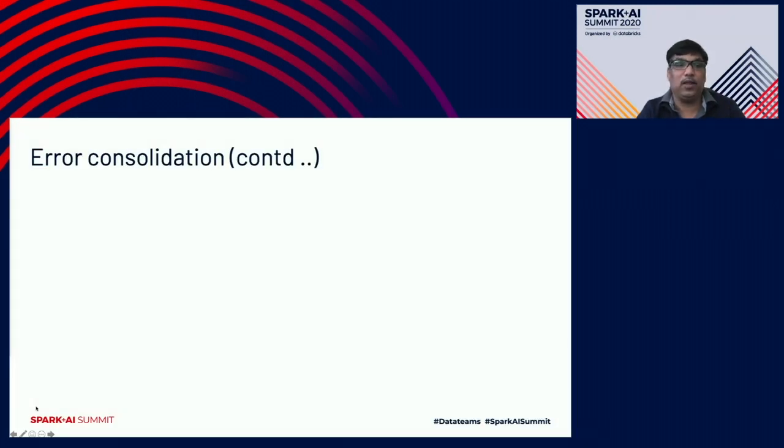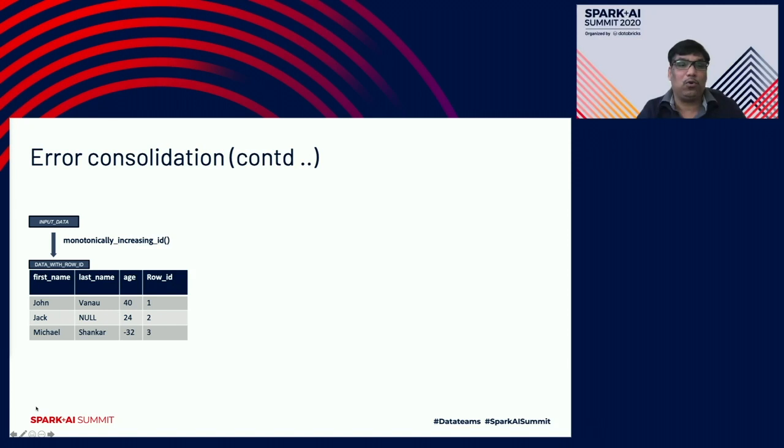So with that, let's look at a small illustration that shows how we consolidate these different kinds of errors. We start with the input data and we apply an expression called monotonically_increasing_id, which is basically to assign a logical row identifier to each of the rows. Now let's imagine we have a conversion that looks like the one shown in the mappings table. Here we have a mapping rule which says that we have to concatenate the first name and the last name columns, and the target column is going to be full name.